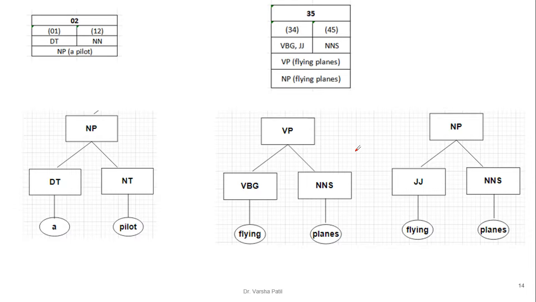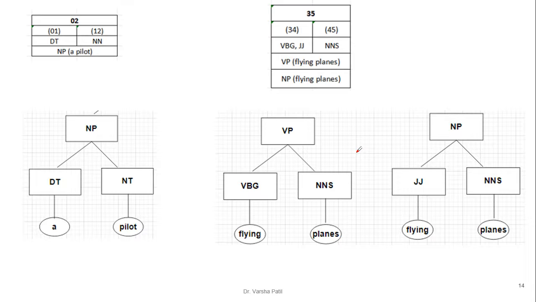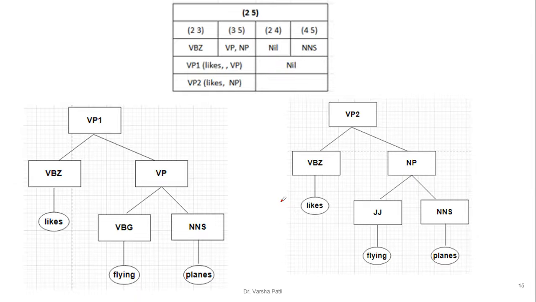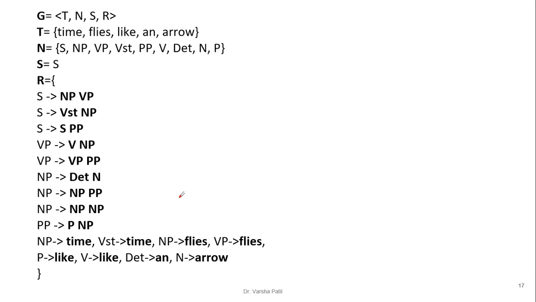Now all the diagrams are shown step by step. First you need to fill all the cells of the matrix, and after that you try to draw the diagram, so the things will be clear for you. So this is the second and this is the last one. Now we'll see the next example.